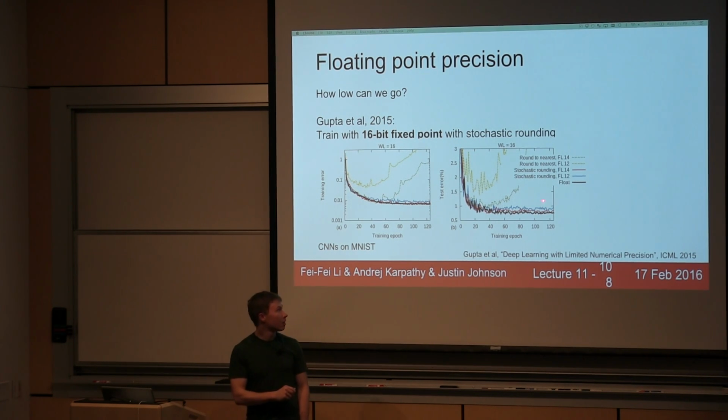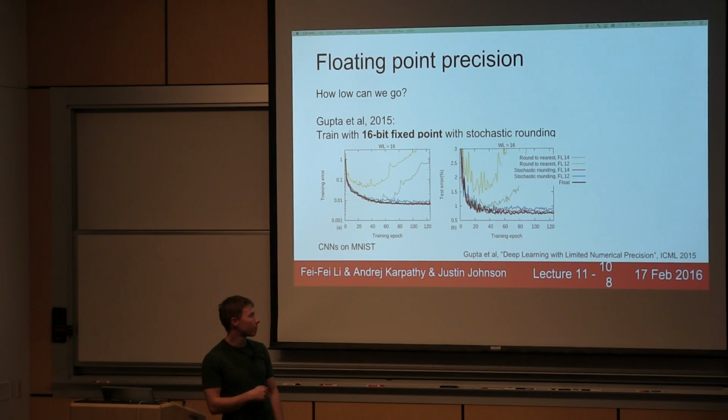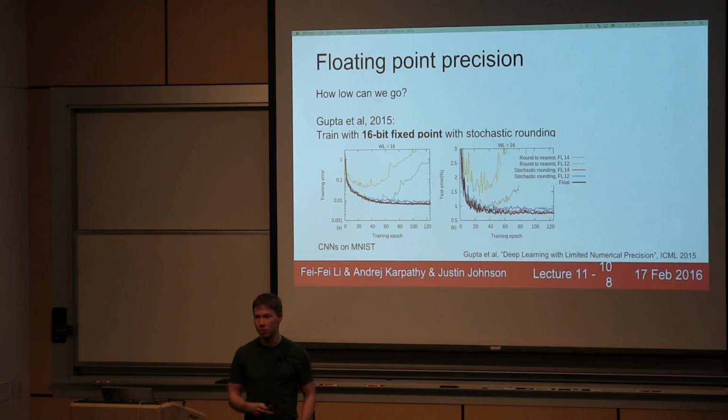So they found that, for example, when using 16-bit fixed point numbers with 2 bits for the integer part and between 12 and 14 bits for the fractional part, when you always round to the nearest number, these networks tend to diverge. But when you use these stochastic rounding techniques, then you can actually get these networks to converge quite nicely, even with these very low precision numbers.